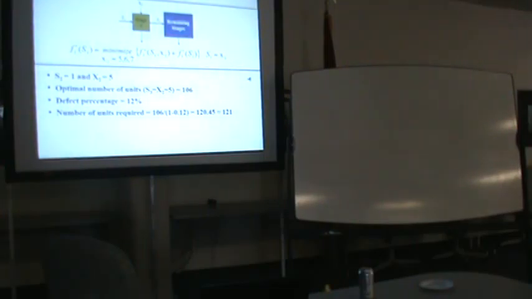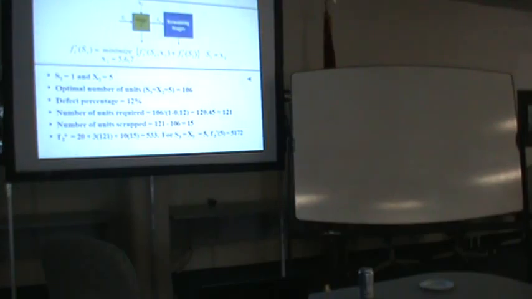So 120 units. This comes from the table for the blue boxes, the optimal table for the blue box. And the 12% came from my data, because I'm selecting X2 equal 5, given that the preceding machine was 1. So the number of scrap units is 121 minus 106, which is 15.